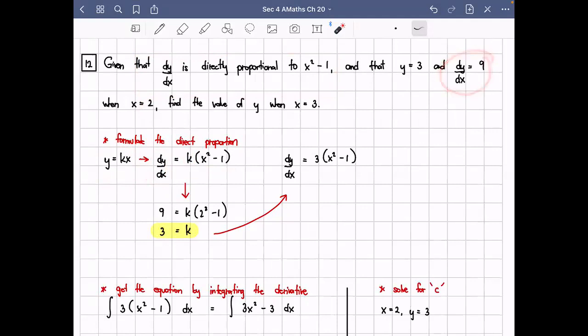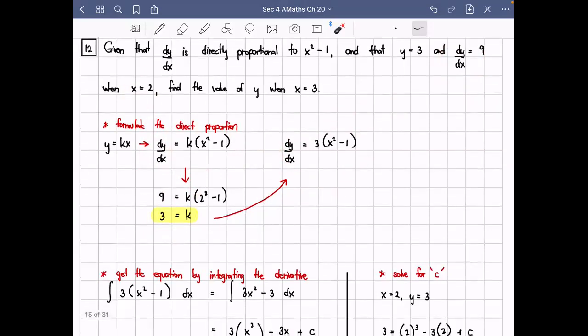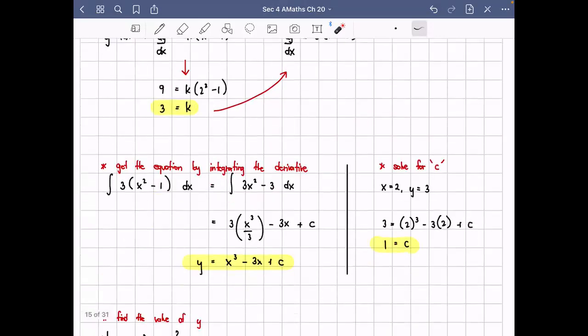So how do we solve for k? Given dy, or the derivative of y, is equal to 9, and given that x is 2, k is equal to 3. Then plugging the value of k into the proportion equation, you get this. So this is your derivative of y. Now, the question here is, what is the value of y? So y, not the derivative of y. So we need to go back to the original equation. How? By integrating the derivative.